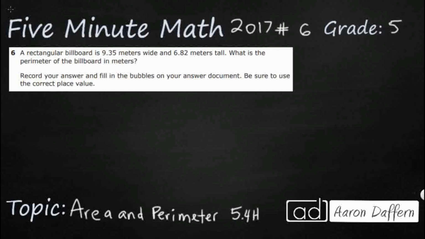So I have a rectangular billboard. It is 9.35 or 9 3/500 meters wide, 6.82 or 6 8/200 meters tall. So what is the perimeter? And there are no answer choices to select from, so we better get this right on our own. So let me go ahead and draw a rectangle here.